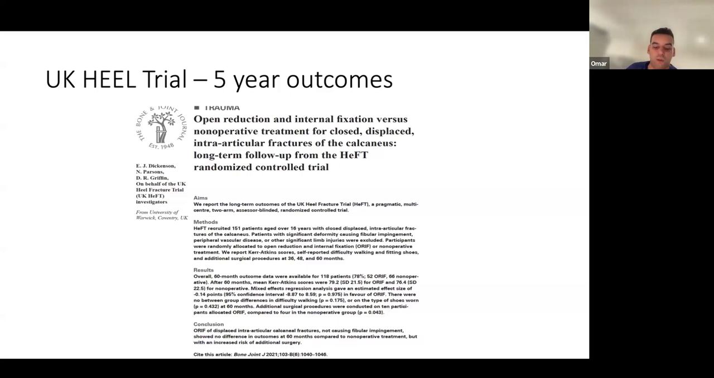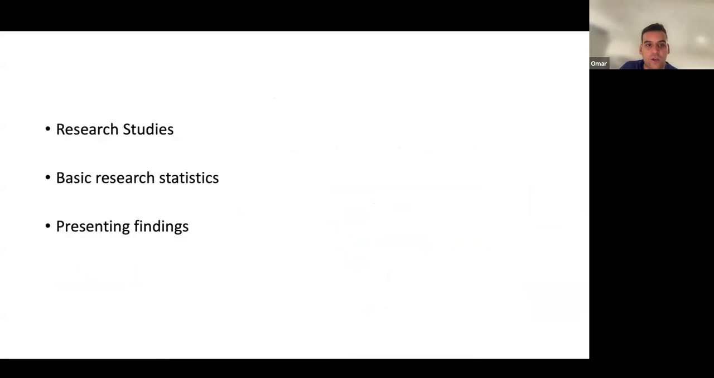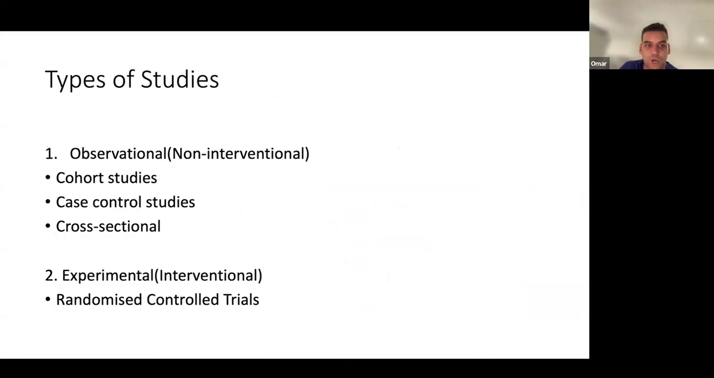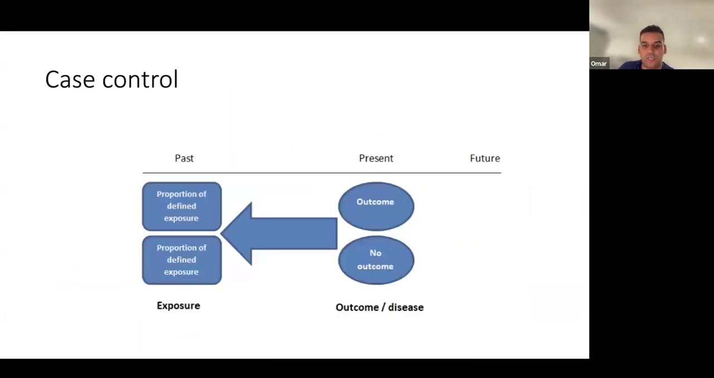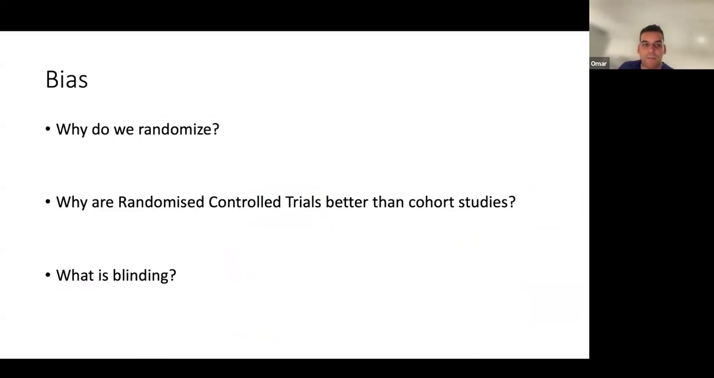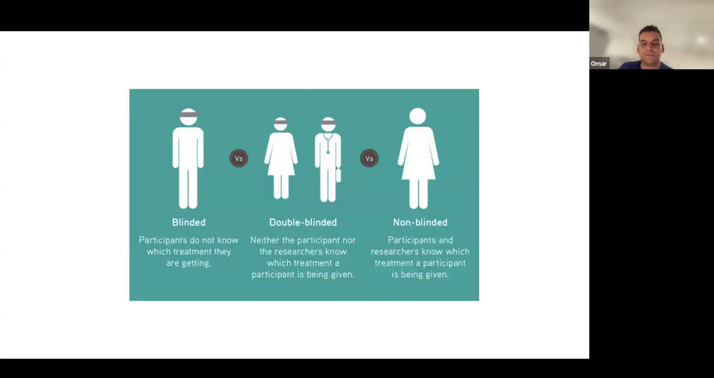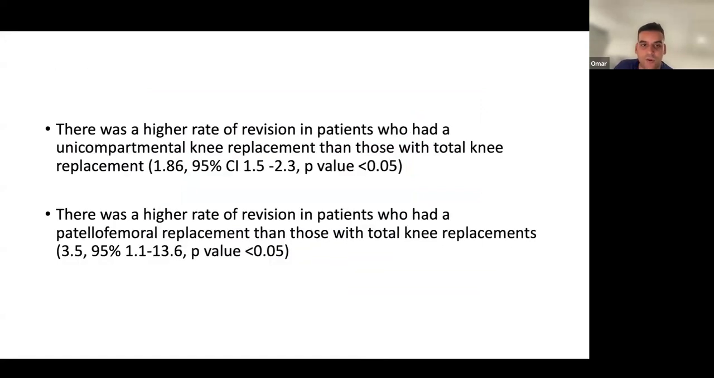So, key takeaways from today. We looked at types of studies, observational versus interventional. We've already talked about the pyramid. We've looked at cohort, case control and randomized controlled trials, and different allocation. We talked about bias, blinding, concealment, masking, and the difference between blinded and double blinded. We talked about confidence intervals and the importance of looking at whether they are wide or narrow.